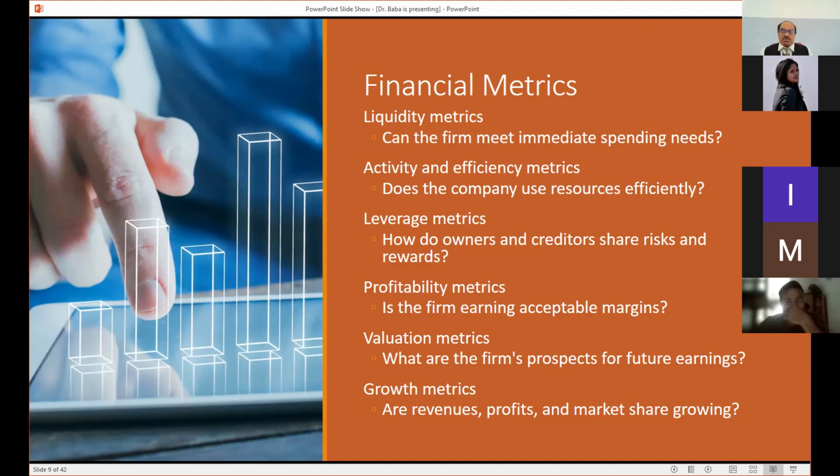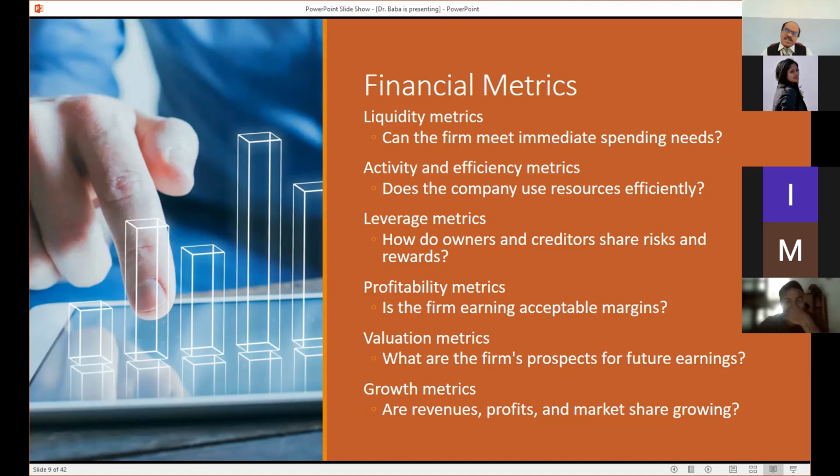Now we have the software to measure. We are going to see it today. Then the leverage metrics. You have studied the financial leverage and the operating leverage. A small change in profit. How far is it going to get the benefit?